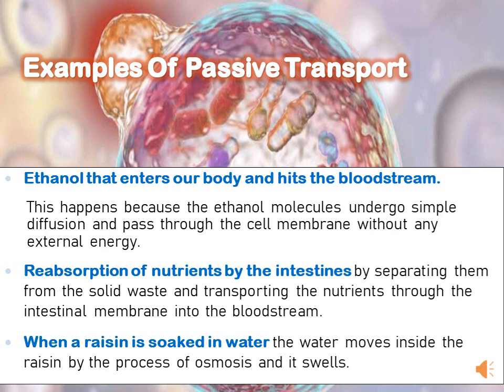And finally, at the end of the passive transport types, we're going to have some examples. Ethanol that enters our body and hits the bloodstream. This happens because the ethanol molecules undergo simple diffusion and pass through the cell membrane without any external energy. Reabsorption of nutrients by the intestines, by separating them from the solid waste and transporting the nutrients through the intestinal membrane into the bloodstream.